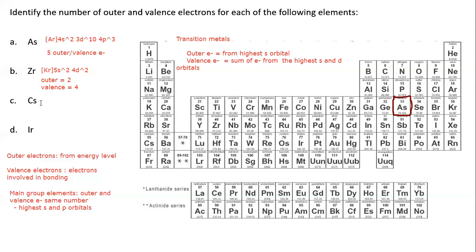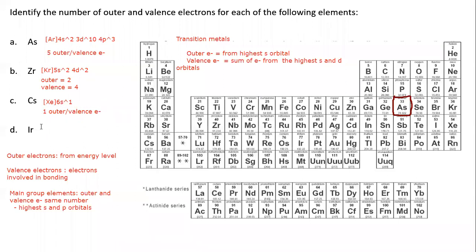Now we go to cesium. Cesium is xenon 6s1. And so since it's a main group element, it only has one outer valence electron. And that's why cesium likes to have a +1 charge.